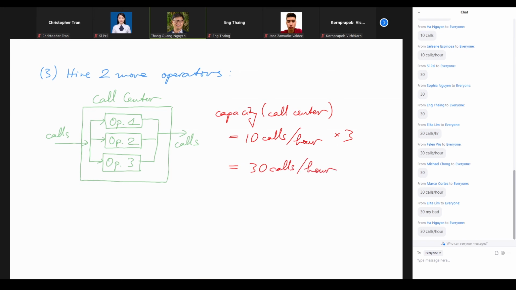But if it is a serially connected process, which means that you talk to the first person, and then your call is transferred to the second, and then transferred to the third, right? Sometimes we experience it. Then the capacity is not 30 calls an hour, right? It's only 10, because you have to talk to the first and then the second, the third, and the capacity of each one of them is 10. So the capacity of the whole process is only 10 calls an hour.